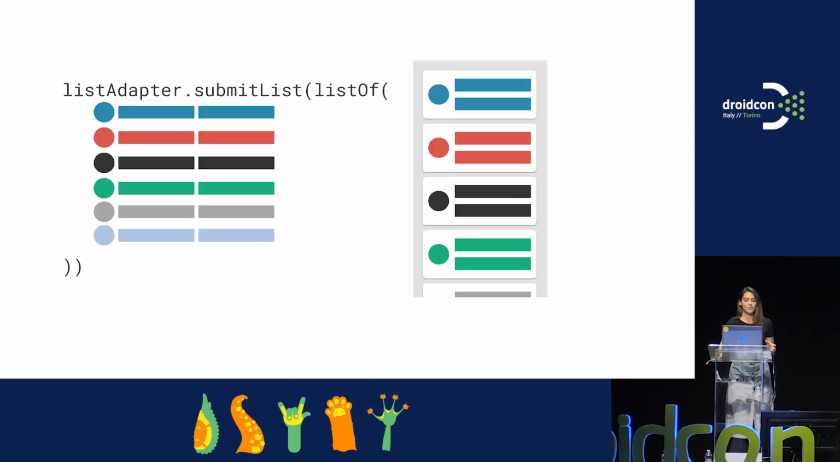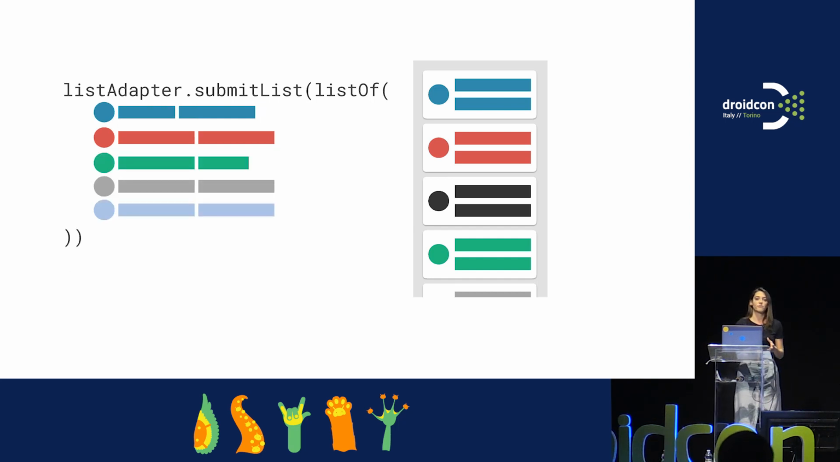In the list adapter, you would submit a list. Once the list is submitted, the RecyclerView displays that list. But when you're submitting an updated version of that list, the list adapter will make sure that the transition to the new list is nicely done with nice animations, and that all of this diff between the old and the new list is done on the background thread.